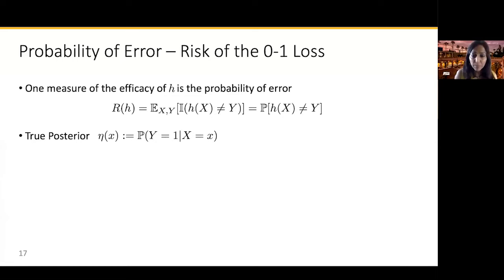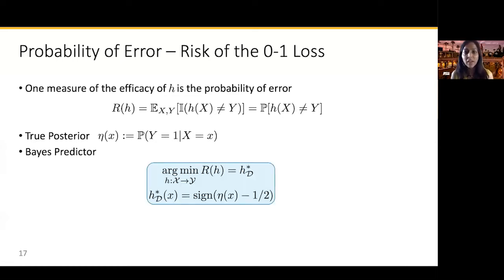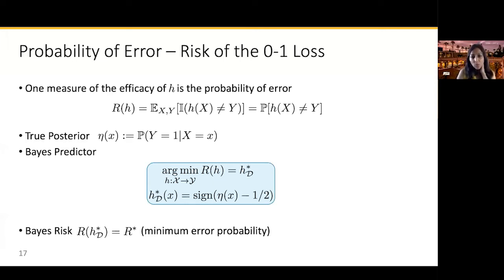So the Bayes optimal strategy then is simply to take the true posterior, subtract half from it, and take the sign of that, and that's the best classifier you can have, if you knew the distribution, of course. And you're taking the true posterior for y equals 1. You know, this is a Bernoulli random variable. You get the other one immediately from eta. So then the Bayes risk is just the minimum probability of error when you plug in this optimal strategy, H star.